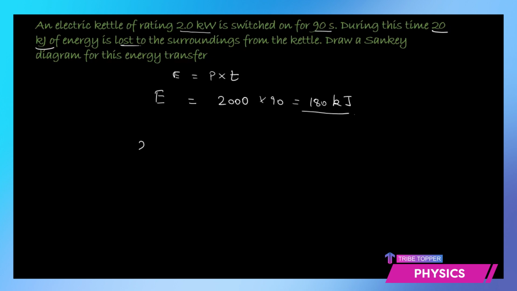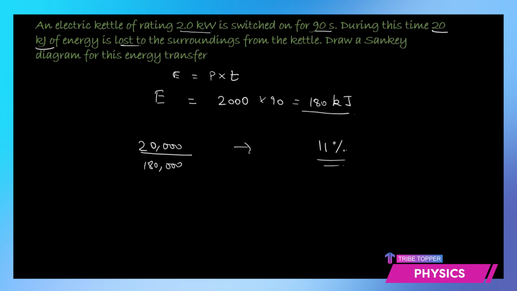So 20,000 joules out of 180,000 joules gives you how much? That is around 11%. Sorry, not efficiency, this 11% is the loss of the energy that happened. So 20,000 joules is lost out of 180,000, which is 11% lost.